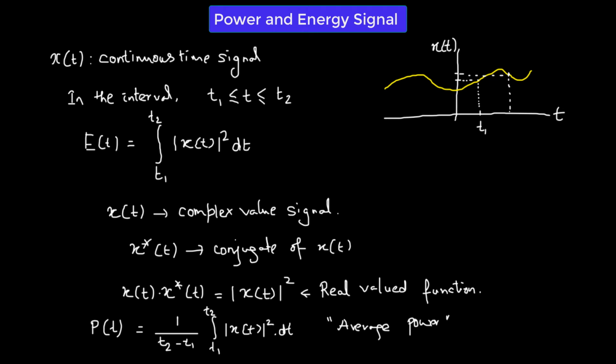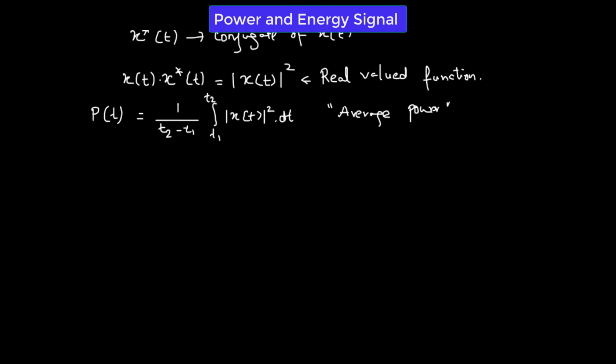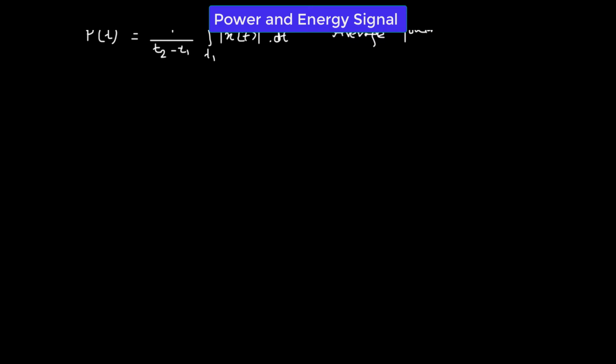The average power value. Now if we look at the discrete time signal, so if we consider a discrete time signal x of n, so this is a discrete time signal.